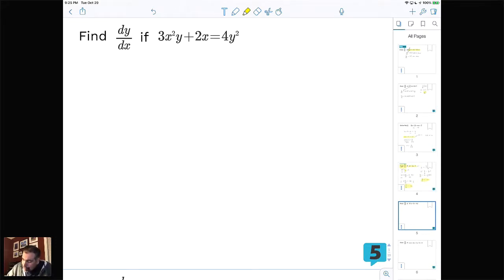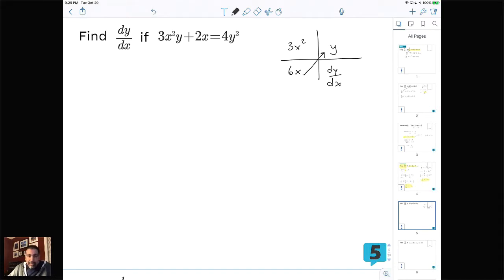The way I set up the product rule, and I'm going to be very consistent with what I always did, is I always set the product rule by identifying the two factors. So my two factors are 3x squared and y. Then I just take the derivative of each individual factor. The derivative of 3x squared is 6x. That's easy enough. And the derivative of y is what we've been working on all evening. It's dy over dx.